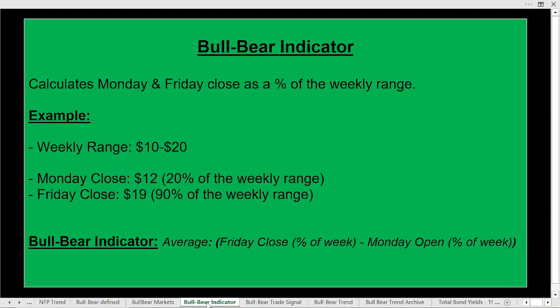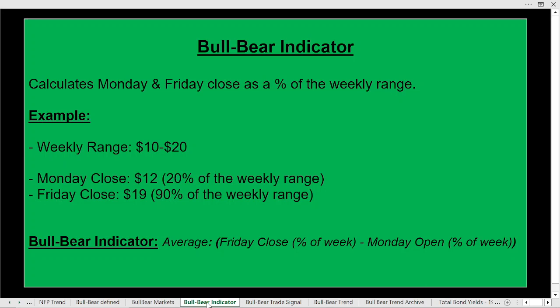Our indicator, very simply, the bull-bear indicator, calculates the Monday and Friday closes as a percentage of the entire weekly range. So, for example, let's say we have a stock that's trading between $10 and $20 a share for that week. On Monday, the stock closes at $12 a share, which is just $2 off the low of that whole week of 10 to 20. So it's 20% of the weekly range. On Friday, the stock closes at $19 a share, which is $1 below the high of the week of $20 a share, so that would be 90% of the weekly range.